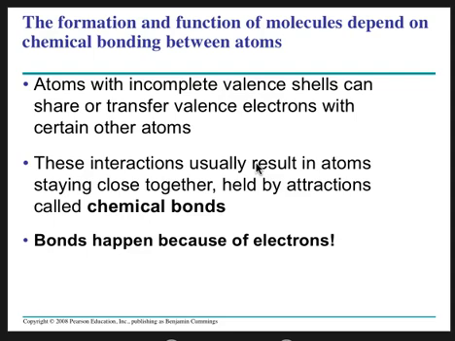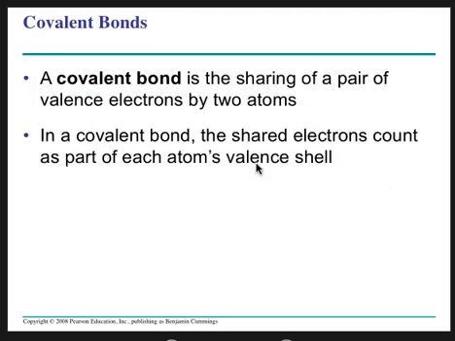These interactions and this attraction happen because atoms are so close together. And when we have these changes in electrons, either sharing them or transferring them, we call those things chemical bonds. So we're going to talk about some different chemical bonds: covalent, ionic, and hydrogen bonds, but we're going to start with covalent.